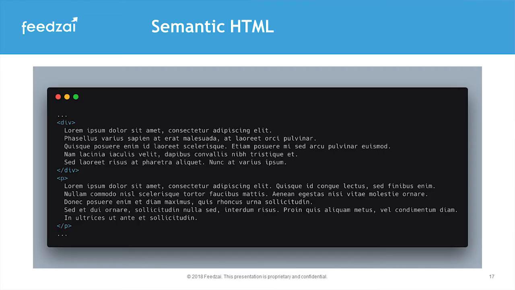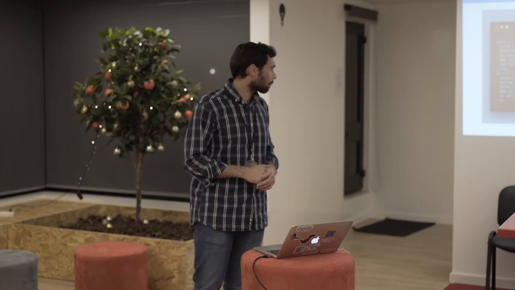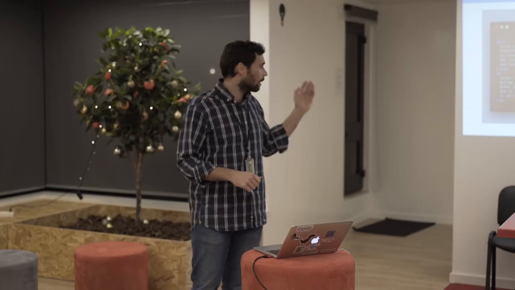Okay, so back to our example. The question is, are we using the right elements? And the answer is no. The first one is not the correct one. We should be using the paragraph element instead of the div to represent a paragraph. So I also did a test which consisted of scanning the page with a screen reader.